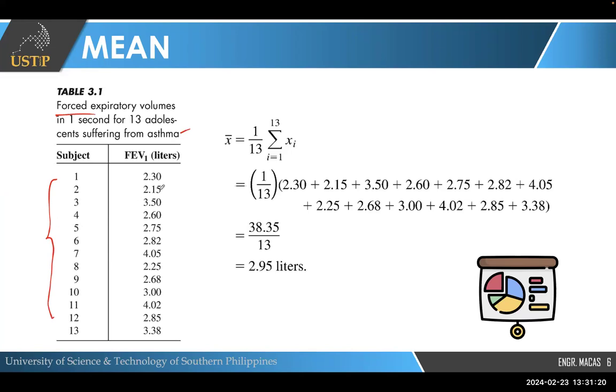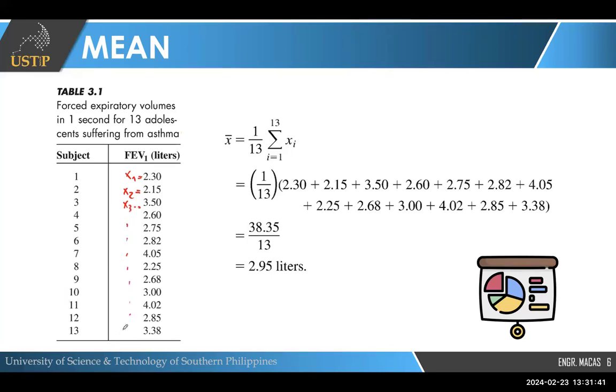ang gikuha ng FEV. So muna yung mga values, 2.3 liters, 2.15, and so on. Okay, so how do we get the value of the mean or the average? Of course, that would be the sum of the x sub i. So that means class mo na itong x sub 1, x sub 2, x sub 3, no?